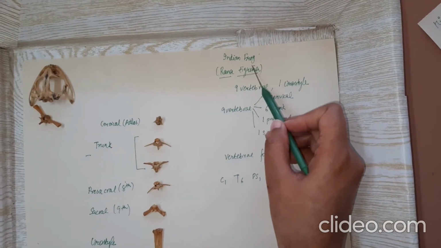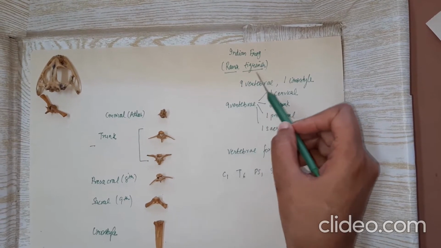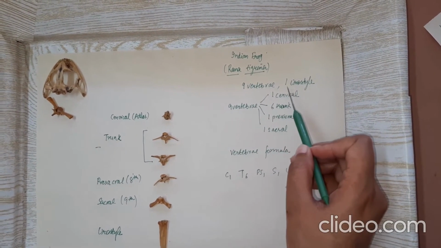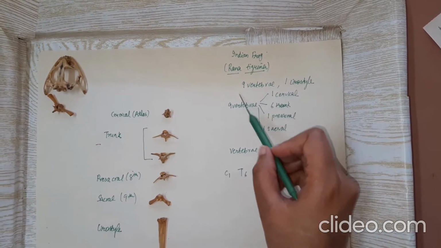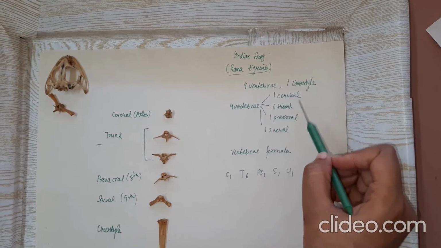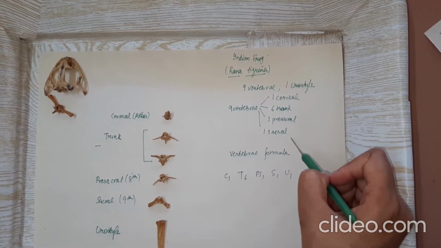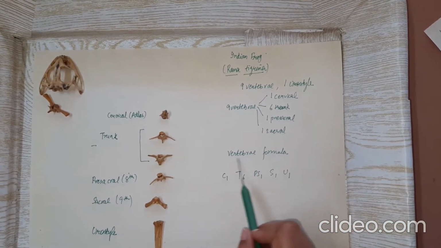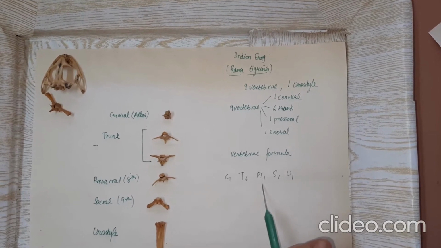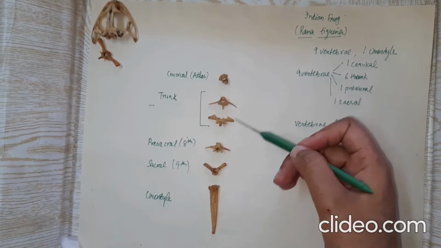Hi everyone. I'm going to explain the vertebral column of the Indian frog, Rana tigrina. It consists of 9 vertebrae and 1 urostyle, and the 9 vertebrae are further of 4 types. One is cervical, 6 are trunk, one is presacral, one is sacral. So the vertebral formula becomes C1, T6, PS1, S1, U1. So these are the different vertebrae.